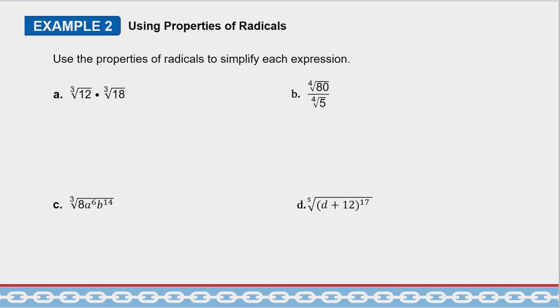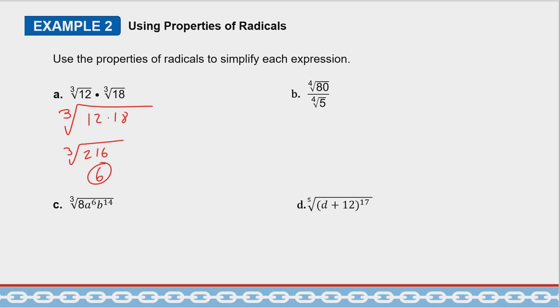Looking at example 2, use properties of radicals to simplify each expression. So I have the third root of 12 times the third root of 18. I can combine these all under one radical. So I want the third root of 12 times 18, which is going to be the third root of 216. If I calculator that up, the third root of 216 is 6.